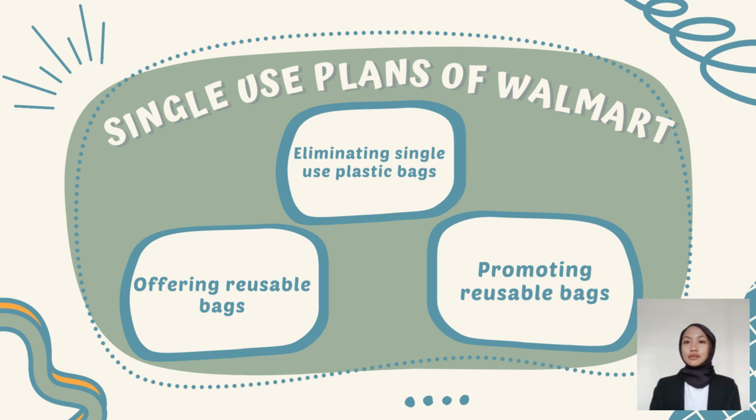Okay, now let's move on to the next part, which is the single-use plans of Walmart. The first one is eliminating single-use plastic bags. Walmart has eliminated single-use plastic bags from its stores in all states that have banned or restricted the use of plastic bags. Reusable bags are available for purchase at Walmart's locations. Numerous materials such as canvas, polyester, and recycled plastics are used to make the bags. And the third one is promoting reusable bags. Reusable bag use is encouraged by Walmart through its websites, in-store signage, and employees' education.